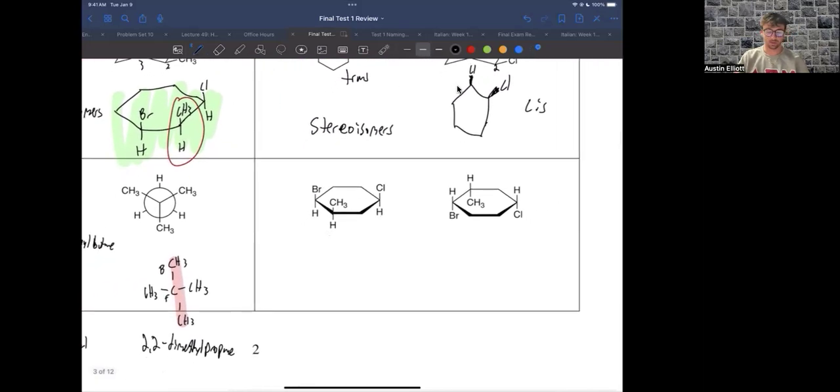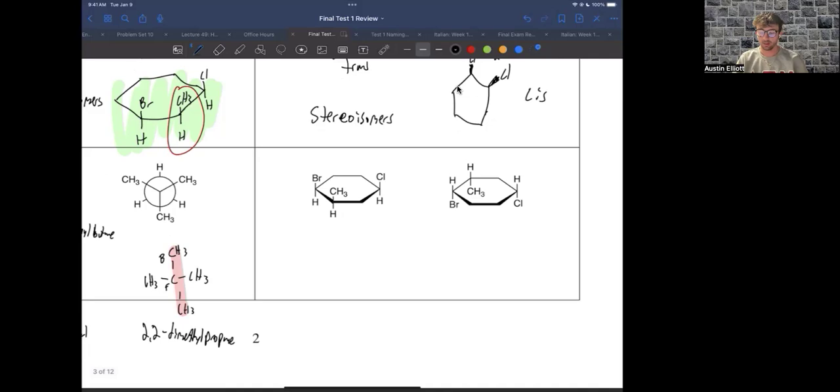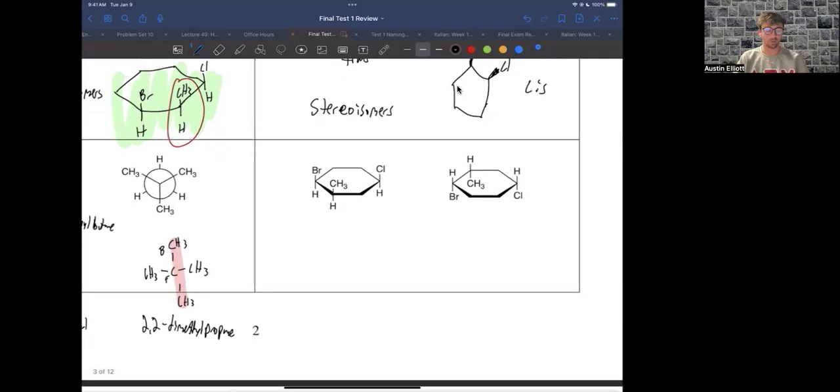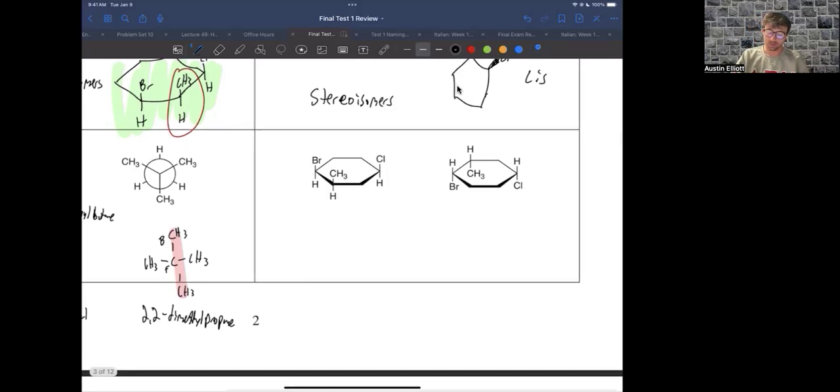Then moving over to this one. So here we can kind of look at our groups and decide what we have going on. So when we do this, we can number 1, 2, 3, 4, 1, 2, 3, 4. So this one has all groups up. This has all groups down. But in reality, if you flipped this one, all groups would be up, which makes them the same to one another.